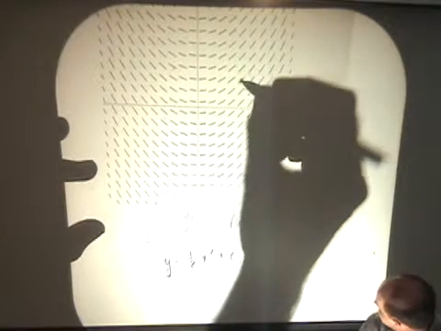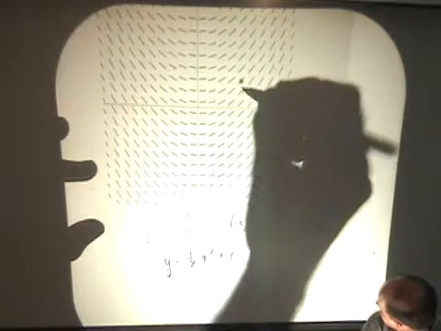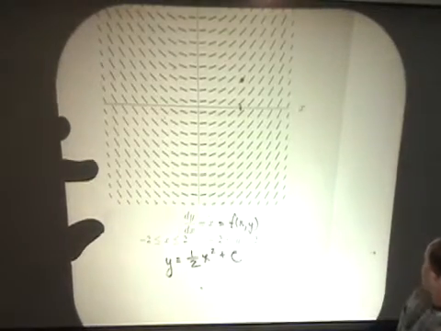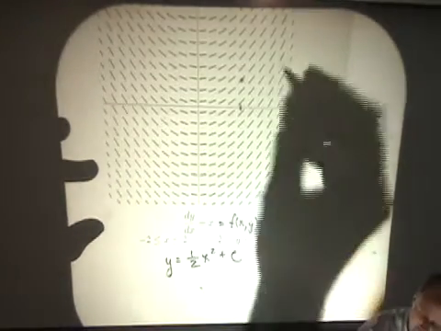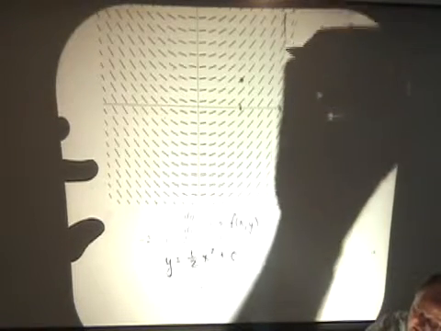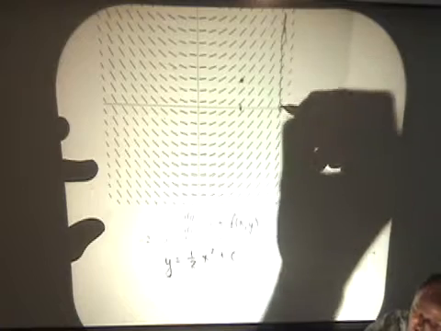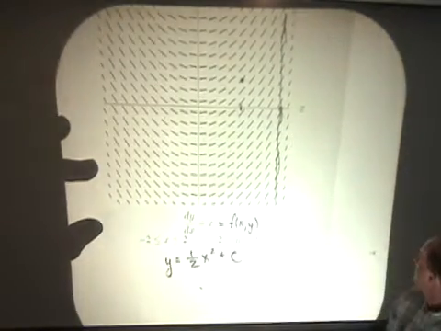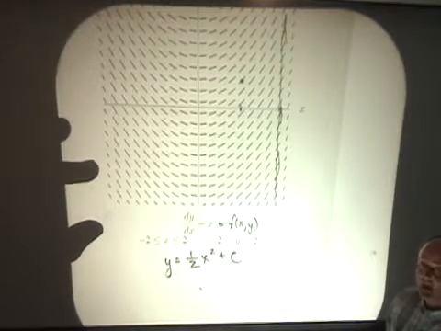So, I don't know, this line segment, the x-coordinate of that point might be 1. It looks like the slope is about 1. The x-coordinate of these points along this vertical line is about 2. And in fact, it looks like all those line segments have a slope of 2. This hints at something else.